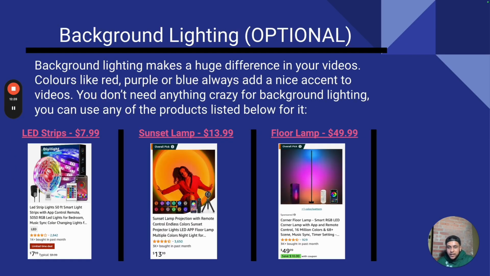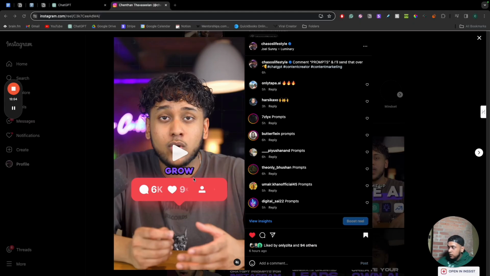Now we're going to talk about background lighting. This is optional, but I do recommend that you have some sort of background light in your videos. For reference, this is the background light that we use. So we have a purple sign right here. We have an external light up here, and we also have a lamp in the background right here. This adds depth to your video and it makes it look a lot better.